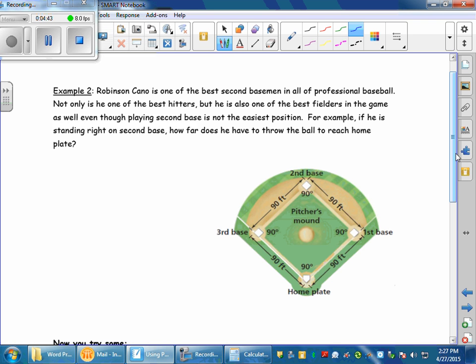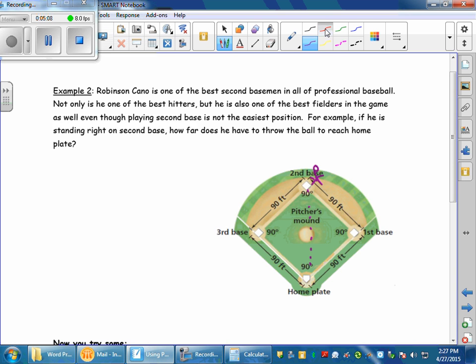Now the reason I say that is if he was standing right on second base, he has the farthest throw out of anyone else in the infield because he'd have to go all the way down here to home plate. From first base to home, it's only 90, and from third base to home, it's only 90. So what we're going to do today is see how far he has to throw the ball to reach home plate.